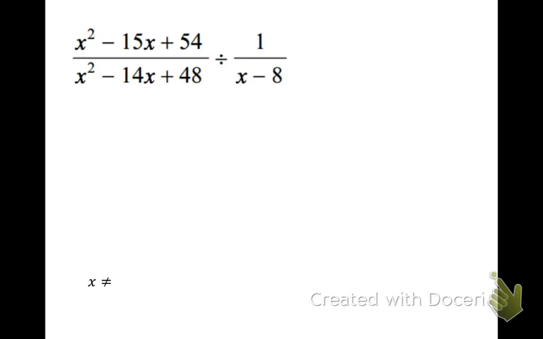Okay, so again, we're going to keep, flip, change. So we're going to keep the first one, but I'm going to go ahead and factor it here. So I'm figuring out what multiplies to 54 and adds to negative 15. Well, that would be x minus 6 and x minus 9. On the bottom, same thing. We're going to figure out what multiplies to 48 and adds to negative 14. That would be negative 6 and negative 8.